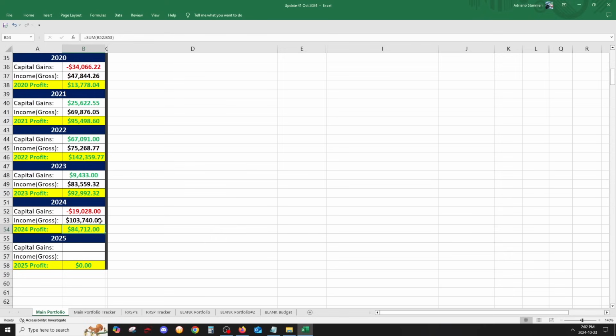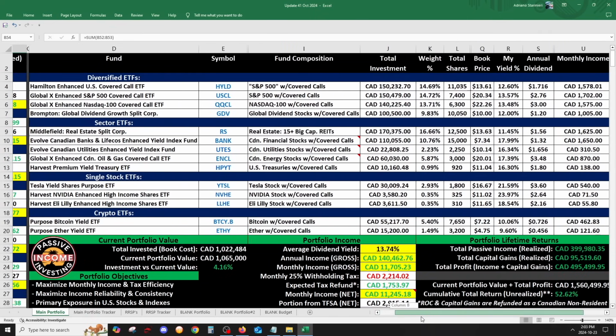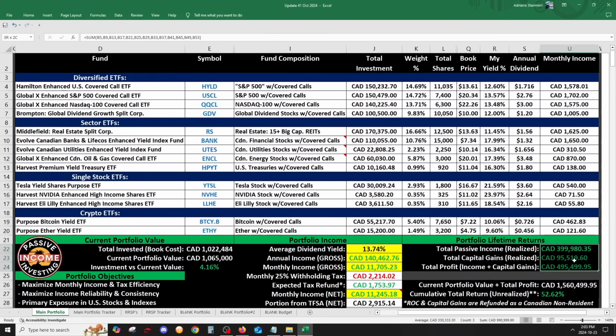And total profit right now for 2024 is $84K. Obviously, it's going to be a lot more once the November and December dividends come in. So about to crack over 400,000 in income soon, and that means almost over 500,000 in total profit, which is the capital gains throughout the years and the income throughout the years.